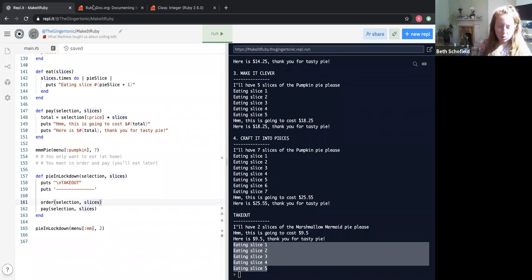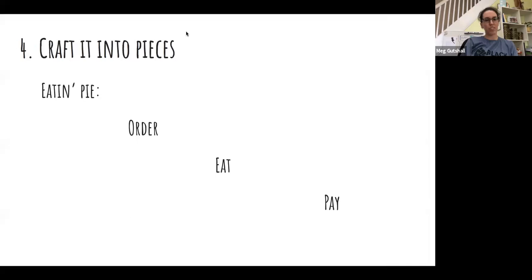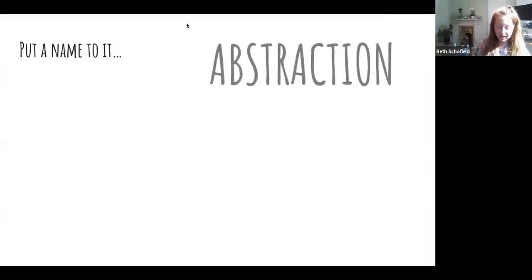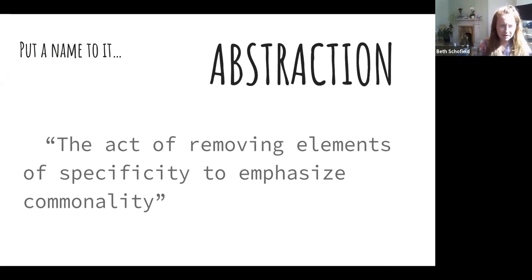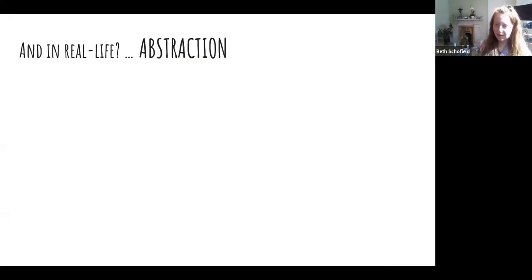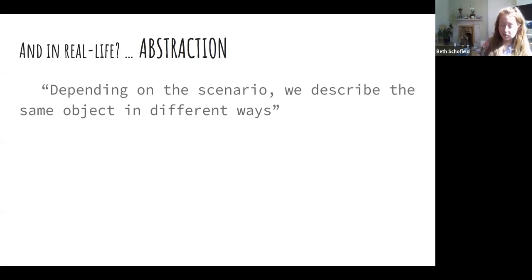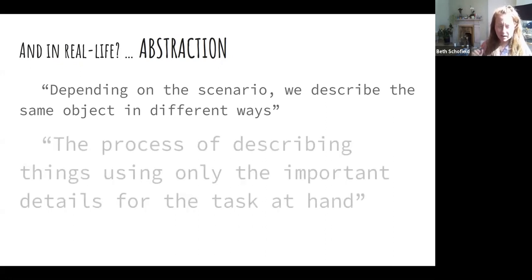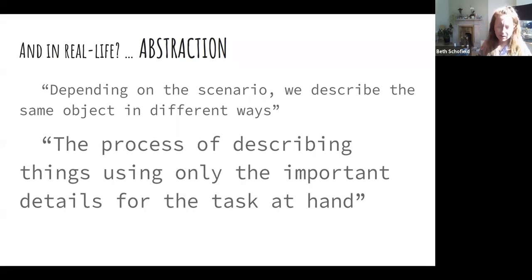So what is the name of this whole process in code? Abstraction. Yeah, absolutely. So abstraction. I found a very dry definition of abstraction: the act of removing elements of specificity to emphasize commonality. Okay. So in real life, what does that actually mean? Well, depending on the scenario, we might describe the same object or the same action or the same story in different ways.